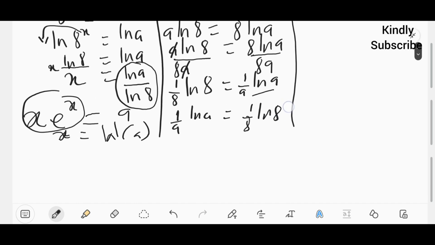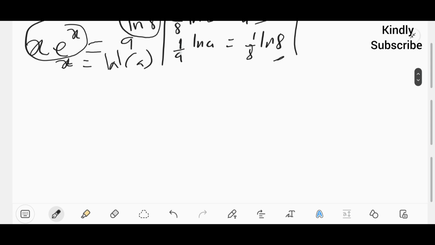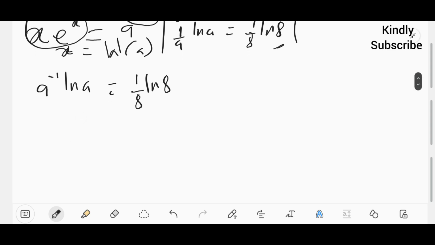All right, now from here we are at this point. All right, so from here we can write 1 over a as a power negative 1, then multiply ln of a equals 1 over 8 ln of 8. All right, now if you've seen Lambert function videos on my YouTube channel, you know that from here we can rewrite the a power minus 1 as e power negative ln of a, then multiplying the ln of a we already have, then equals 1 over 8 ln of 8.